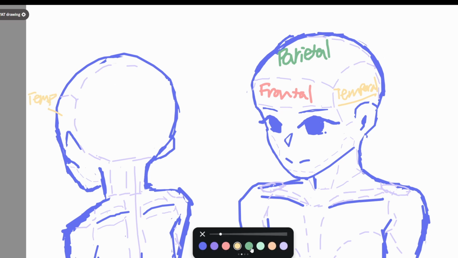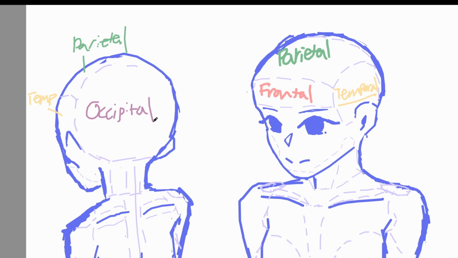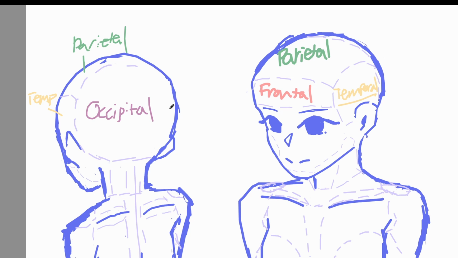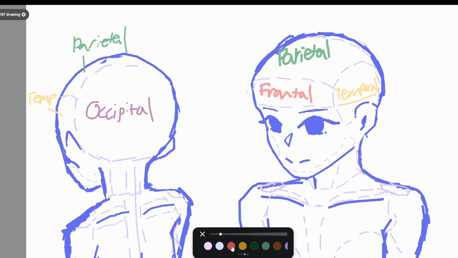I'm just gonna write temp for short, and then up here is the parietal. And back here is your occipital region. Occipital is just referring to the lobe. So the occipital lobe is where you would process a majority of your vision, I believe. If you have damage to that area, your eyes still function, right? But you can't process any of the visual information, so you're technically blind, which is crazy.